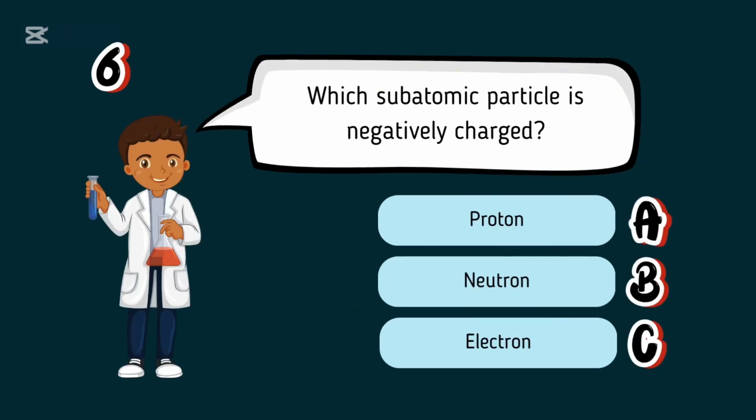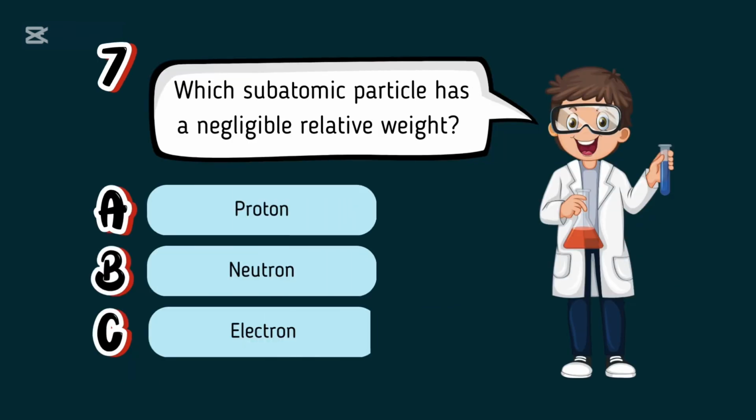Which subatomic particle is negatively charged? A. Proton, B. Neutron, and C. Electrons. Which subatomic particle has no relative weight? A. Proton, B. Neutron, and C. Electron. This means it has no weight.